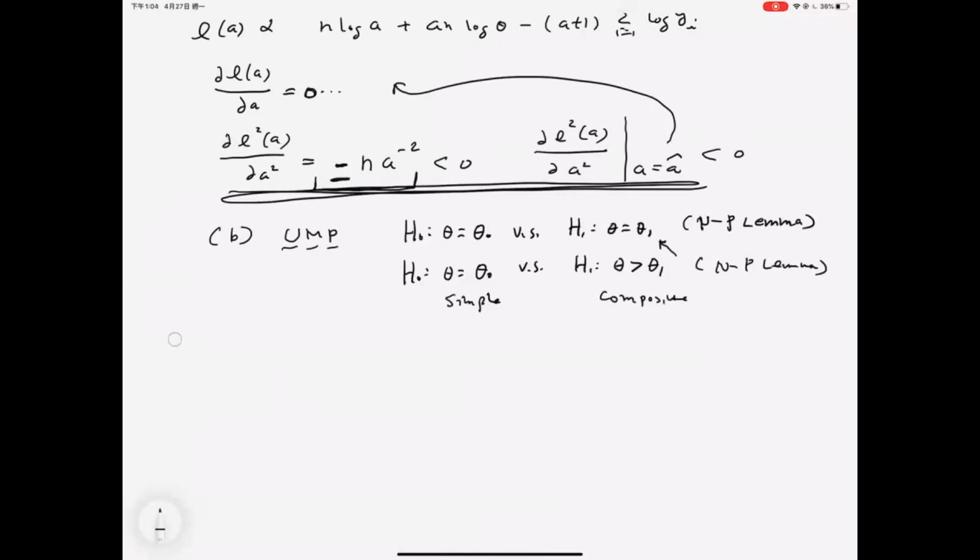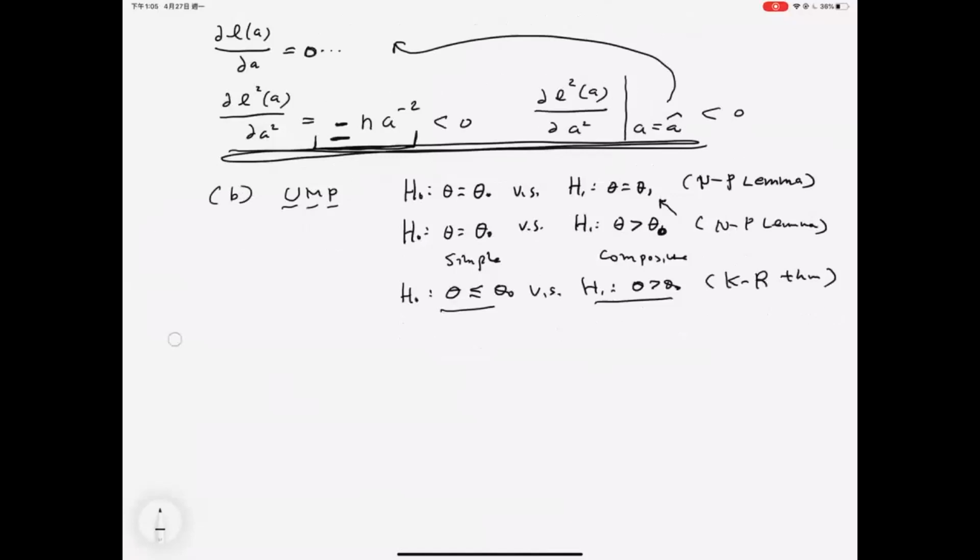And then the third one is what? Composite versus composite, both one-sided. Which theorem are you using? You know it as the Karlin-Rubin theorem. You're going to use that, and pull out the slides and look at what the Karlin-Rubin theorem told you.